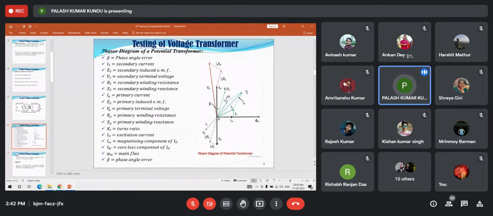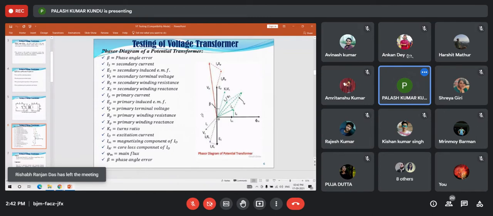And the phasor diagram for this corresponding equivalent circuit can be represented by the primary phasor and the secondary phasor. So these are the usual notations. But beta is, according to the diagram, the phase angle error. Also, you can calculate the voltage ratio error. The nominal ratio or turns ratio is KT. In the case of a potential transformer, this turns ratio is the number of turns in the primary winding divided by the number of turns in the secondary winding. So that is the nominal turns ratio, which can be taken as a constant.